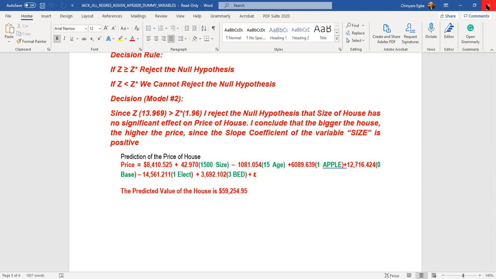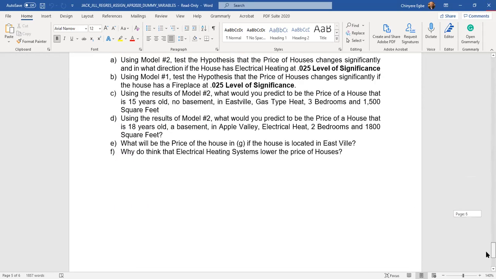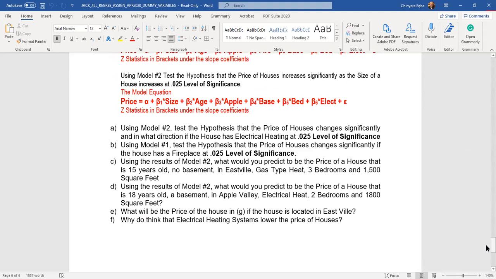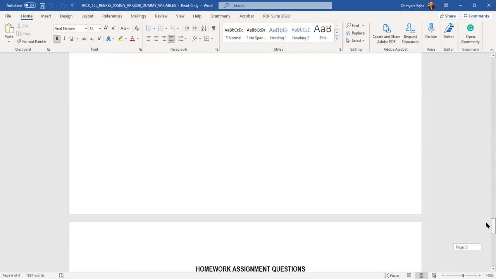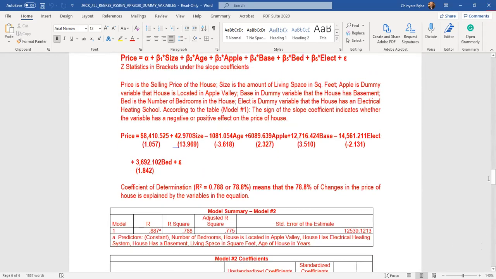Okay, I have a question for the same, but question number 1. It says, are Eastville houses more expensive or less expensive than houses in Apple Valley? So what I'm going to use is the T. In that case, you are testing the hypothesis for the coefficient of Apple, right? If you test the hypothesis, you have the T value and you compare it to the critical T.